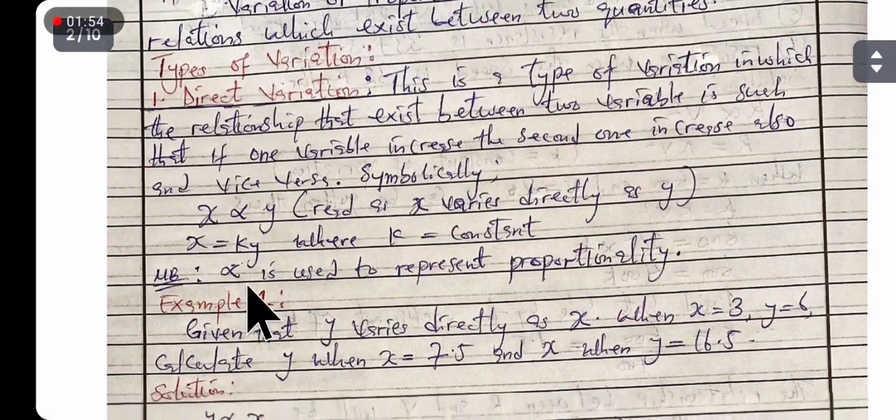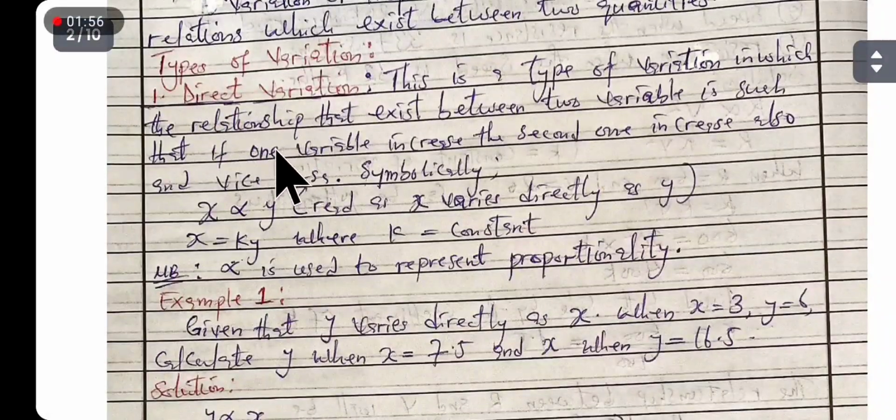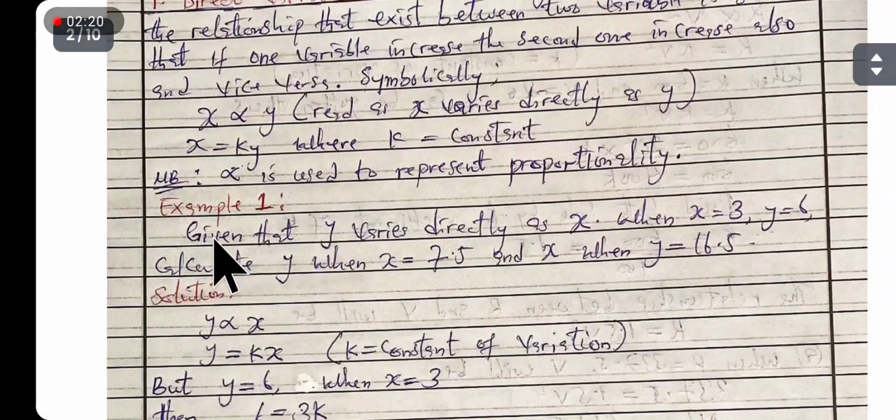All right, so direct variation in practical reality, what it means is that when a quantity increases, if the other quantity in relation with it also increases, then it's a direct variation. Or in a reverse case, when a quantity decreases and it leads to the decrease of the quantity in relation to it, then it's also a direct variation. So example 1, look at this.